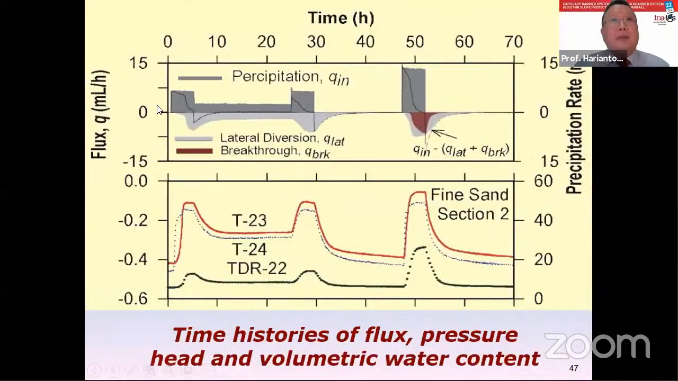Here is the precipitation, and then these are the lateral diversions, water flowing through the fine grain layer, with no breakthrough. The breakthrough is the red one. When you apply higher rainfall, the storage in the sand layer is not enough, and then breakthrough occurs. This follows closely the measurements in terms of negative water pressure.